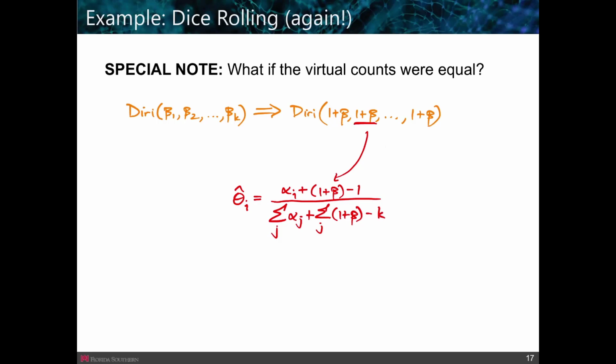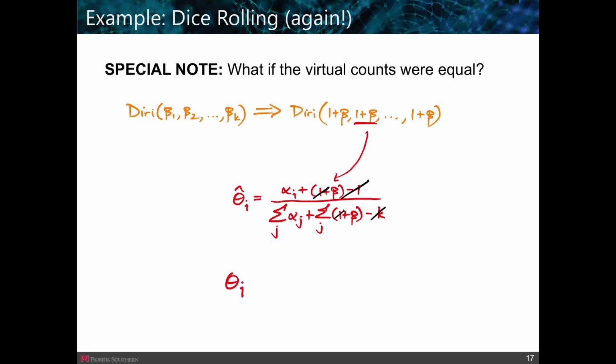What you should notice here is that in the numerator, that 1 is going to cancel, and in the denominator, I believe this is going to cancel as well. The 1 in that sum is going to cancel because there are k of those. It's going to cancel with the minus k.